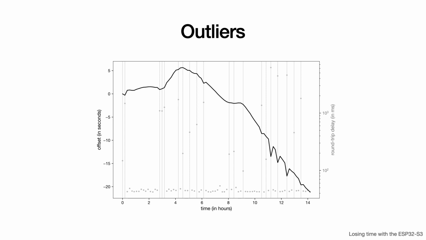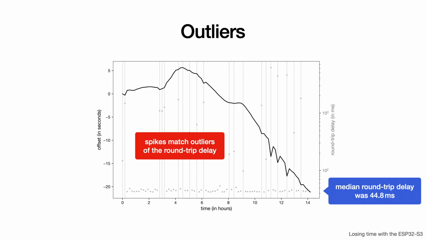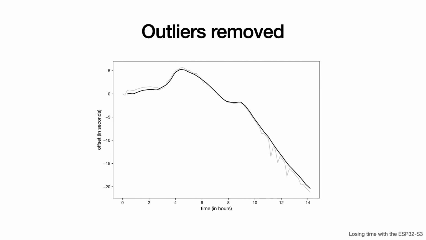You can see a couple of things. First, the median round-trip delay was quite short at below 50 milliseconds. However, some requests took substantially longer. 3 requests even took over 3 seconds to complete. I marked all outliers with vertical lines, and they match the spikes of the clock offset perfectly. Therefore, I remove the outliers. This fixes the data, and the graph becomes fairly smooth.